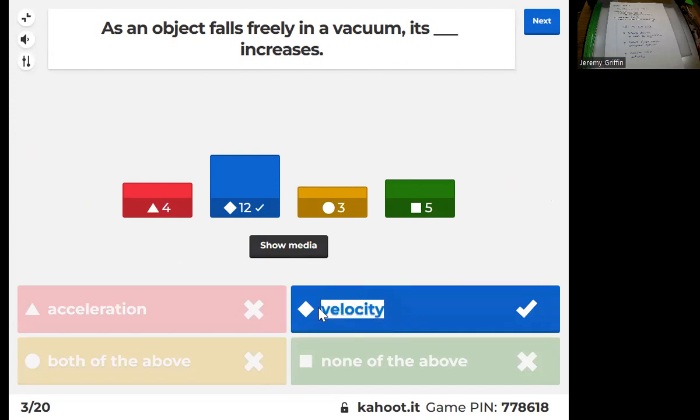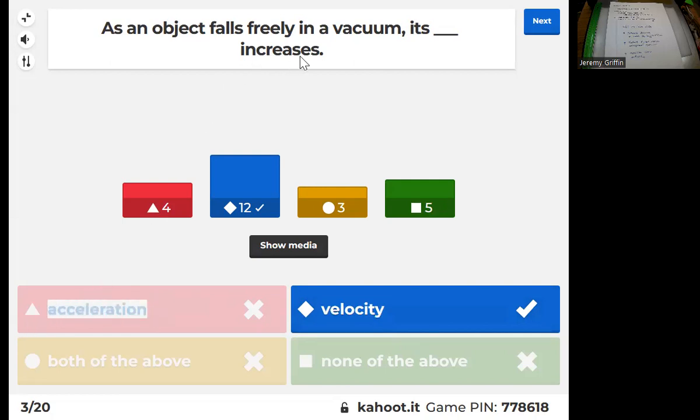Do you guys remember the free fall gravity rate on Earth? 9.8 meters per second squared, or 10 meters per second squared. More often than not, I'll probably round to 10 meters per second squared. AP does the same thing. That means that every second it picks up another 10 meters per second. It picks up 10 meters per second per passing second. That's called 10 meters per second squared. So the velocity is increasing by that much.